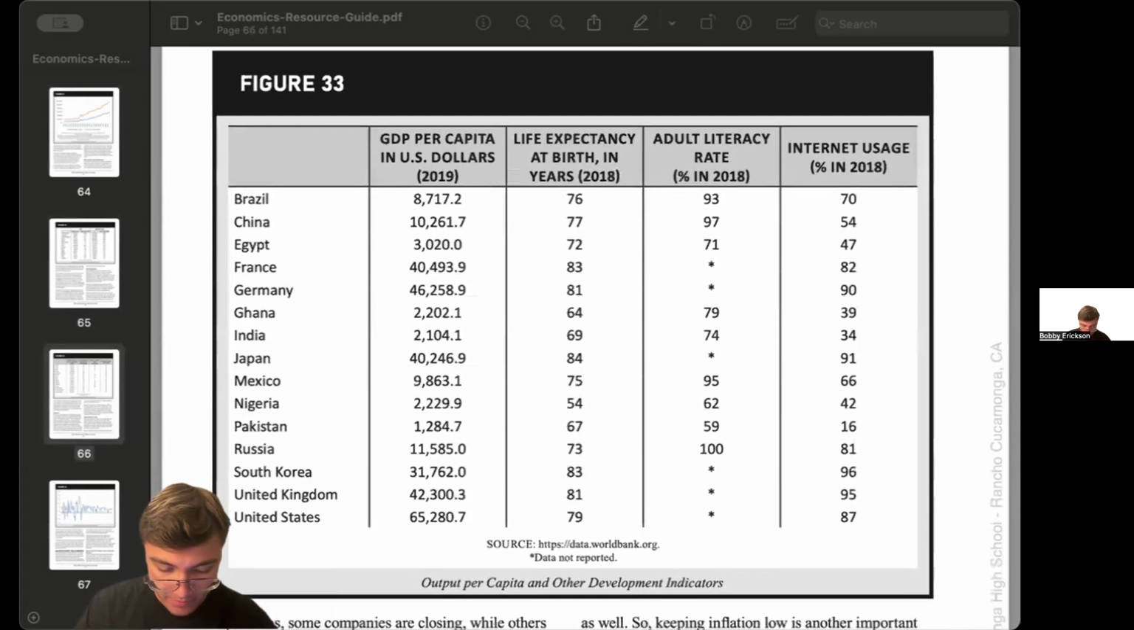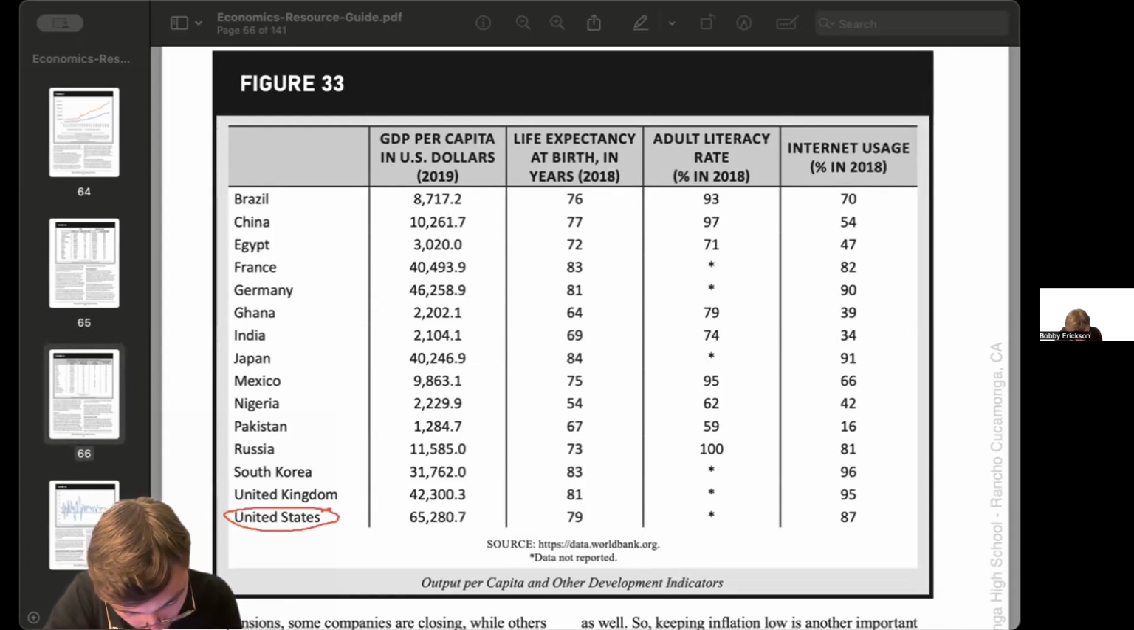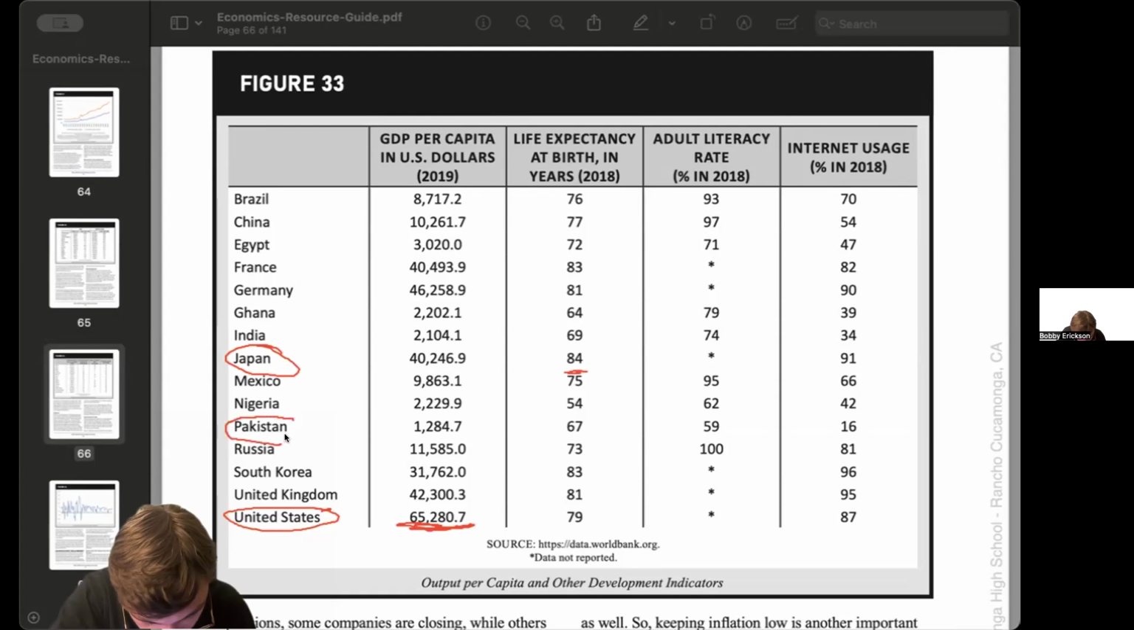So if we can see here, this is pretty important. We can see that, for example, where is the US? The US is right here, and we have our GDP per capita right here, 65,280.7. And then we have life expectancies here. So the highest appears to be 84 years old in Japan. They have the highest life expectancy. And also note, currently on this chart, the lowest GDP per capita is Pakistan.